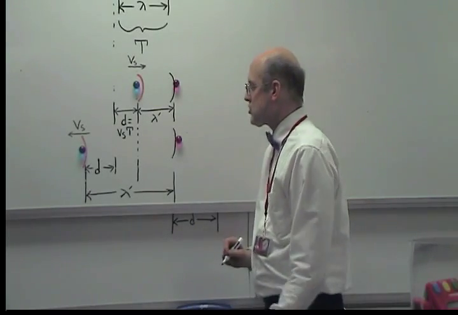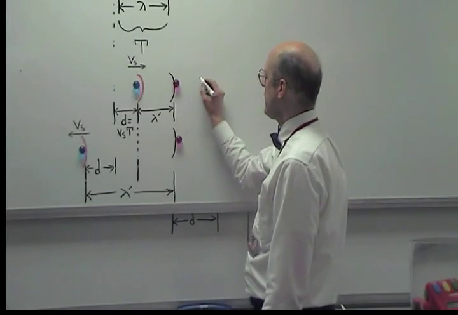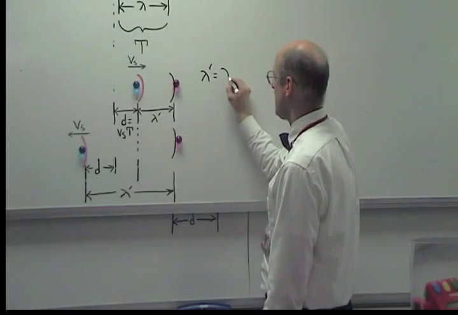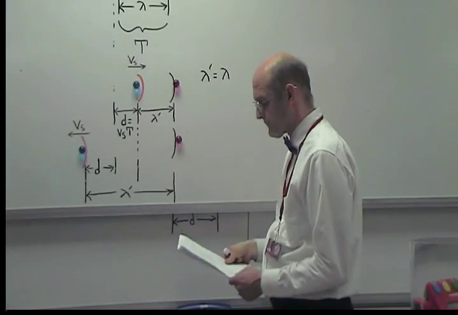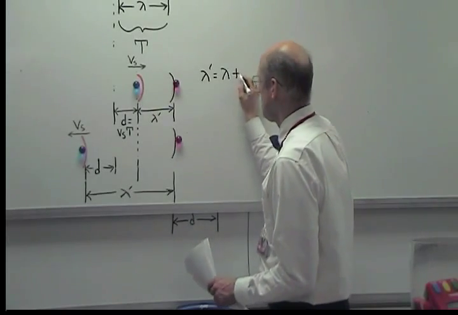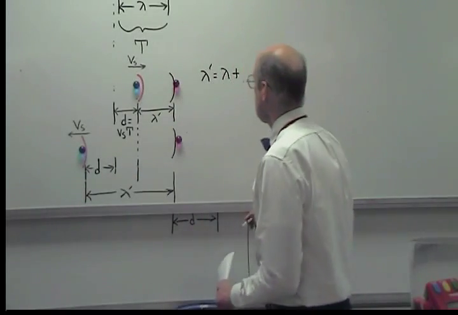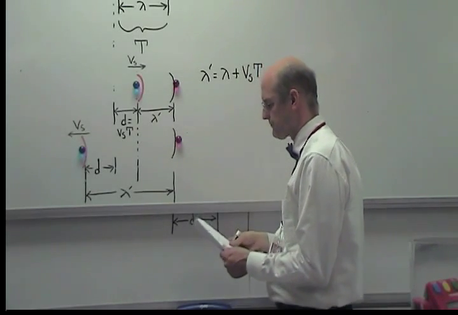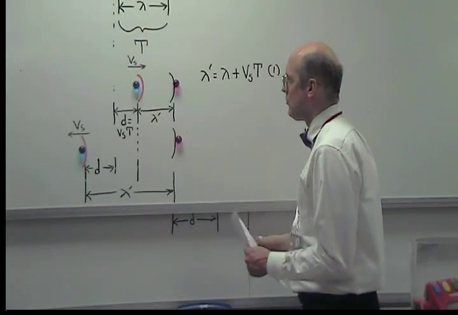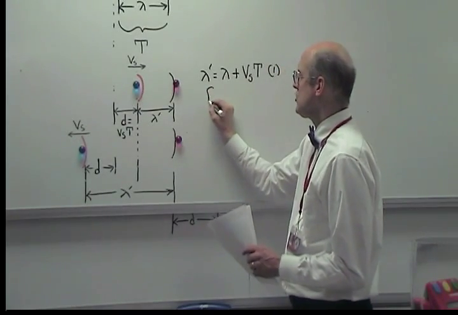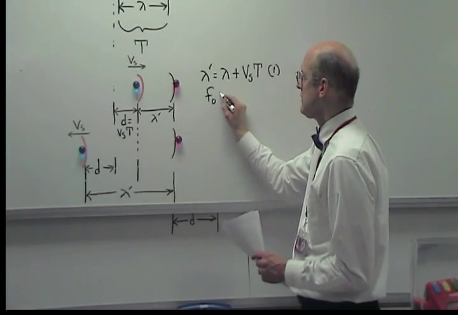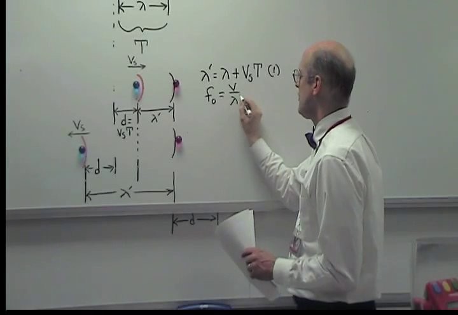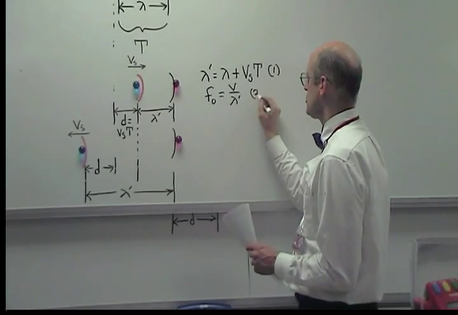So we can write an expression now for the new wavelength. The new wavelength is equal to the original wavelength plus this additional distance here, d, which is given by the speed of the source times the period. And this I'm going to call equation 1. Equation 2 will be this equation again. The observed frequency is equal to the speed of sound divided by the new wavelength. That I'm going to call equation 2.